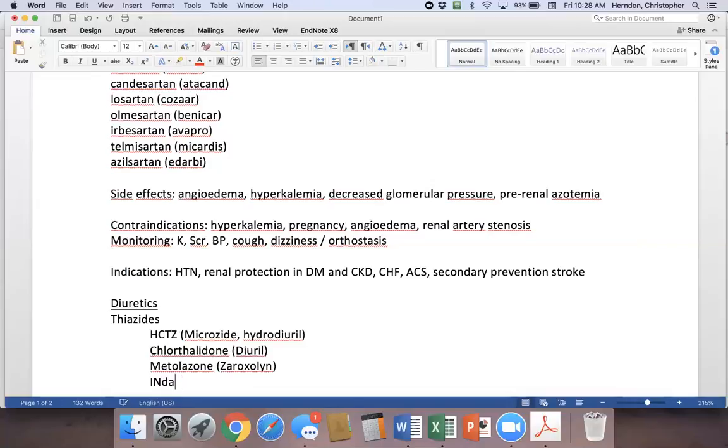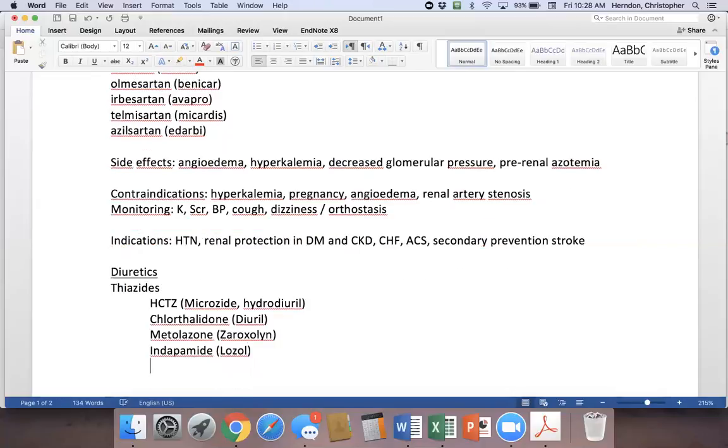Indapamide. Okay. Brand name? Lozol, L-O-Z-O-L. Okay. Next. Just plain chlorothiazide. Okay. Brand name? It says Diuril. Yeah. I thought you said chlorothiazide. I read it wrong. You said chlorothiazide. No.